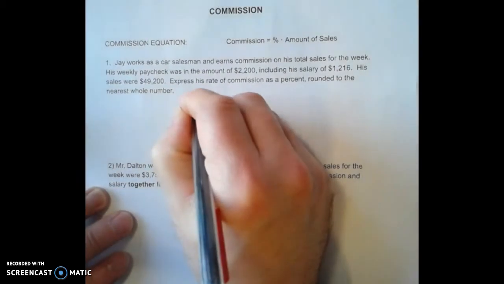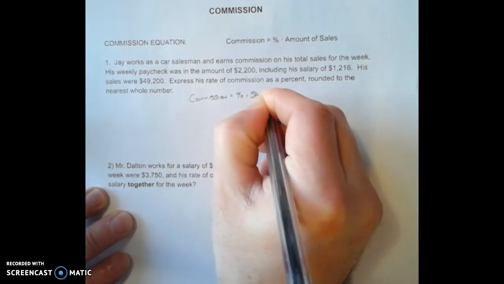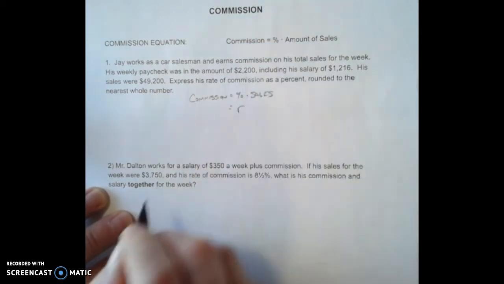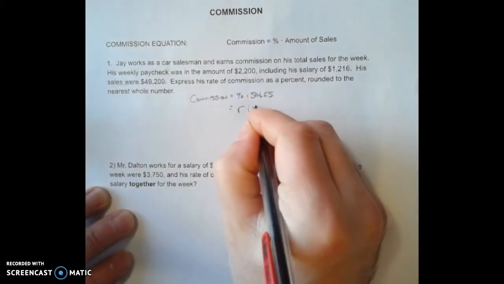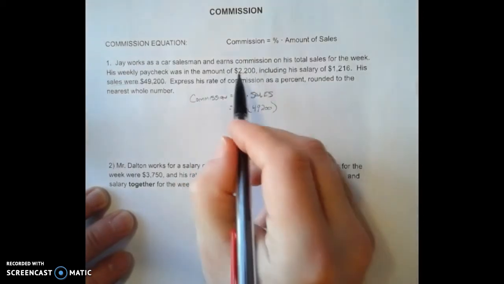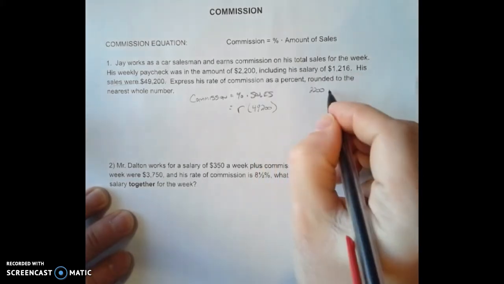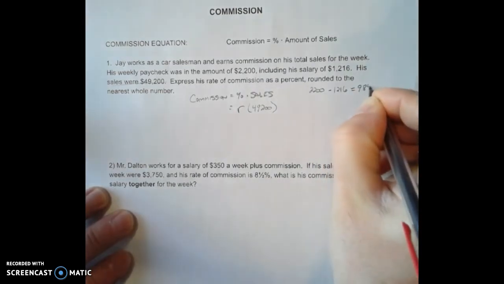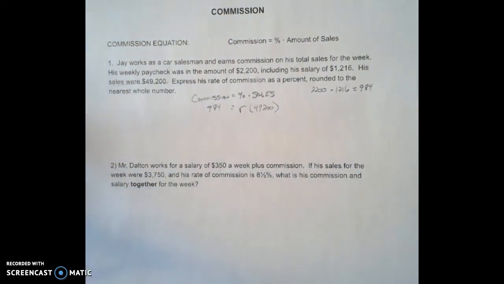Okay, so let's use our equation. Commission is equal to a percentage of the sales. And we're trying to figure out what that rate of commission is. So for the rate, I'm going to put R. We're told that his sales for the week were $49,200, so I'm going to put that amount in for the sales. And now we've got to get that amount of commission. Well, remember, his total paycheck was $2,200, which already included his salary of $1,216. So we're going to subtract those to figure out what part represents the commission, and that's $984. So $984 was the extra amount that Jay earned by selling cars.